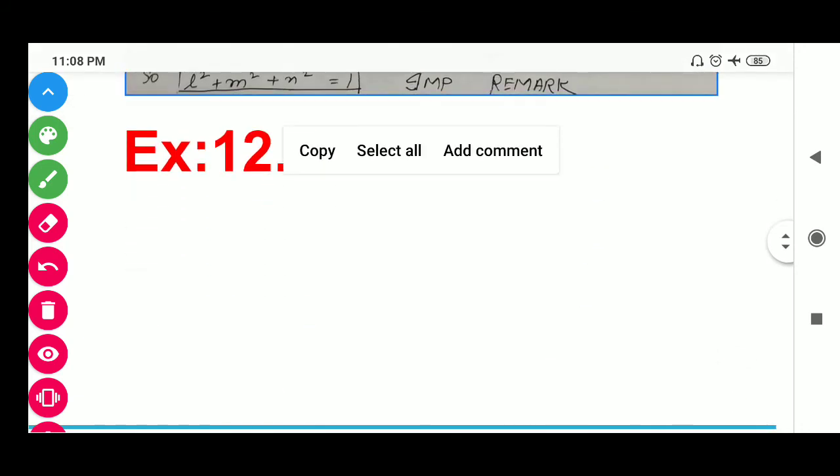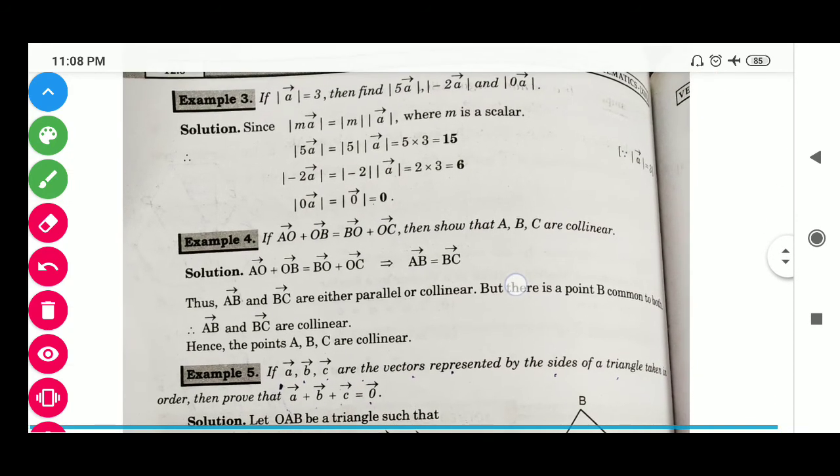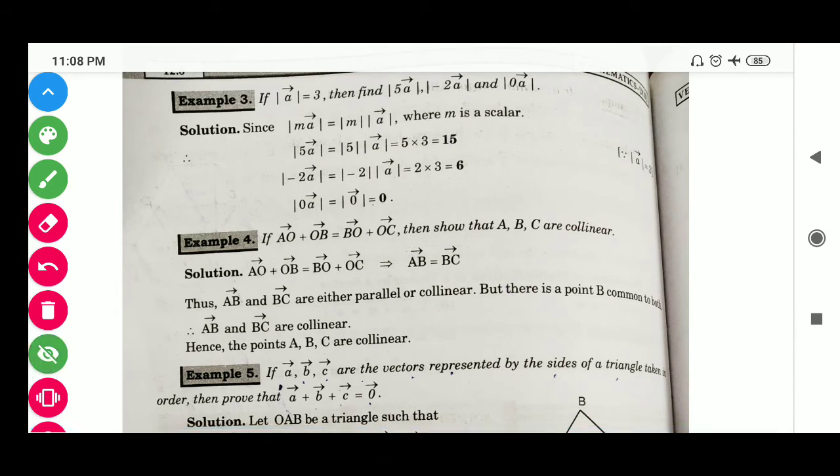So, now we start exercise 12.1. Here we have a question: if the magnitude of vector a is 3, we have to find the magnitude of 5a vector. This is the first one, very simple. Here 5 is a scalar quantity. A vector is a vector quantity because it has a vector sign. So, here we simply write the magnitude of 5 times the magnitude of a vector, because the magnitude of a scalar quantity remains the same, and the magnitude of a vector is given as 3.